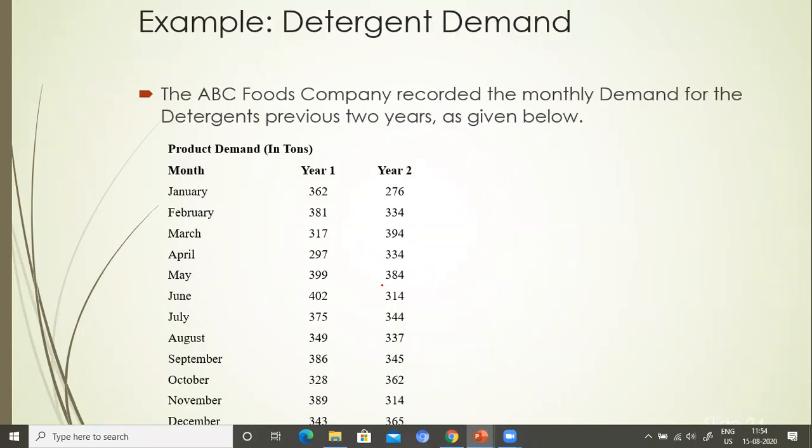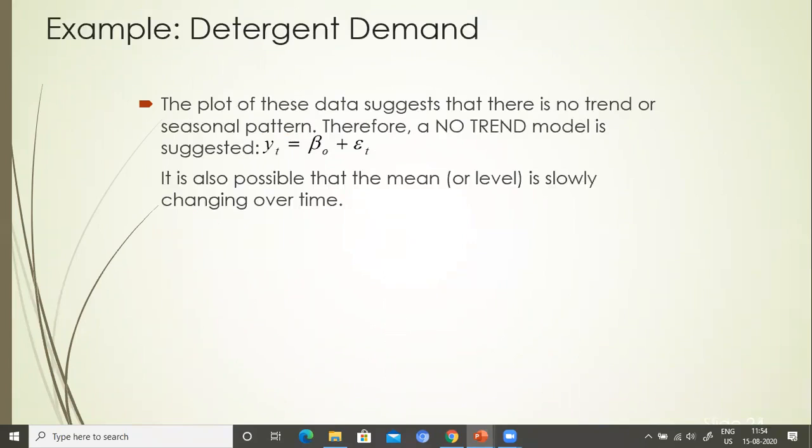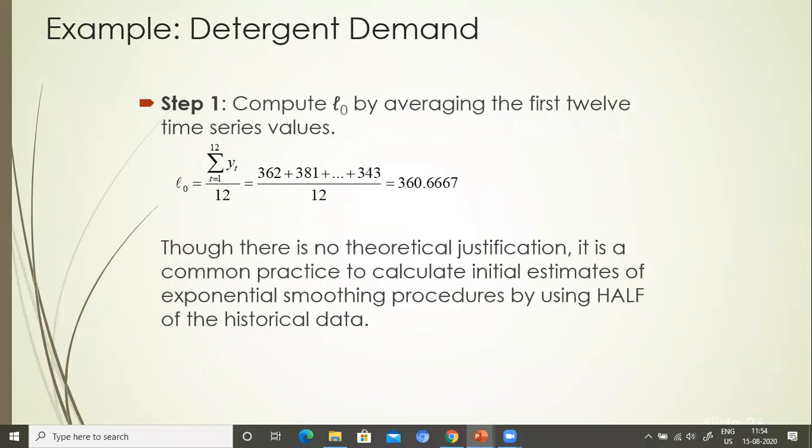We have a simple example of detergent demand, and hypothetically, there's a company called ABC Foods Company, and their monthly data is provided to me for 2 years, with product demand in tons. This is what you have been given in the data. Now, the plot of this data suggests that there is no trend. So we're going to use just the basic model here, beta 0 plus epsilon. That much is clear.